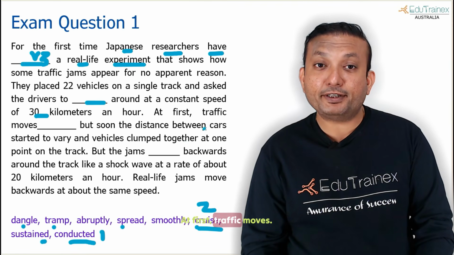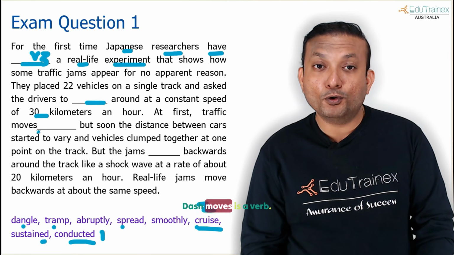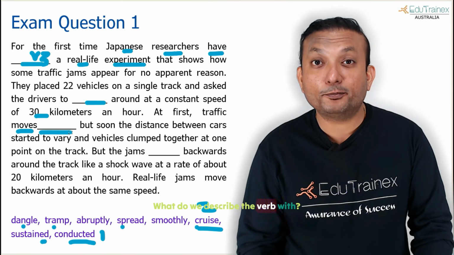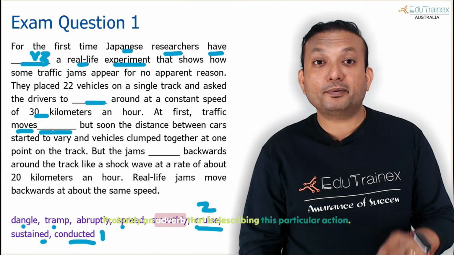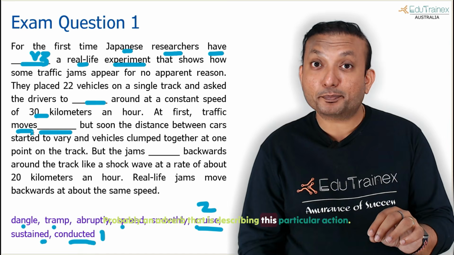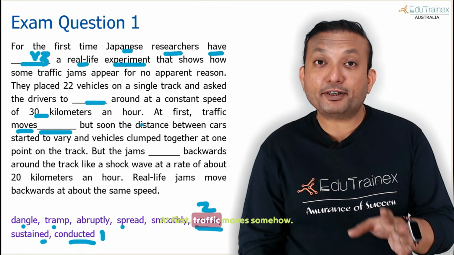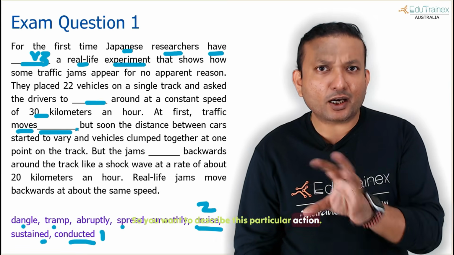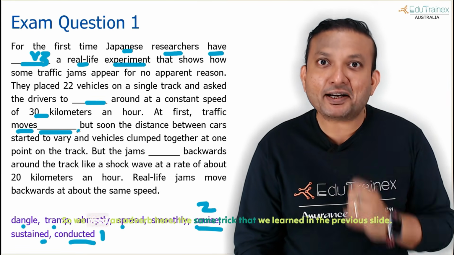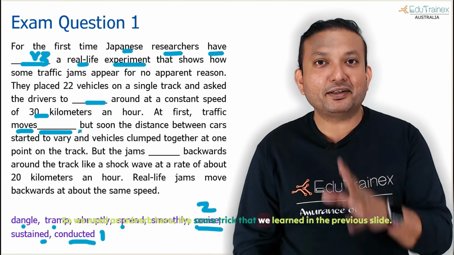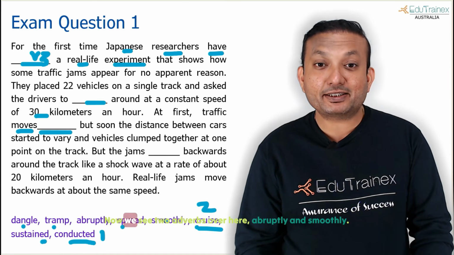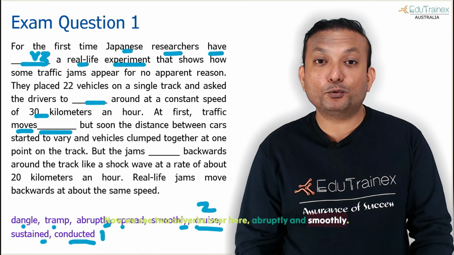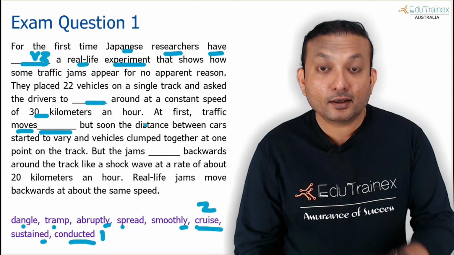At first, traffic moves dash. Moves is a verb. What do we describe the verb with? Probably an adverb that is describing this particular action. At first, traffic moves somehow. So you want to describe this particular action. How is the traffic moving? So we need an adverb here, the same trick that we learned in the previous slide. Now we see two adverbs over here, abruptly and smoothly. What do you think is happening here?